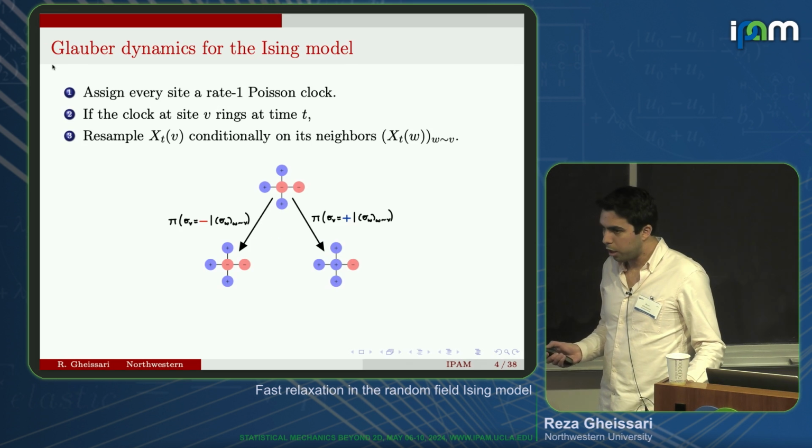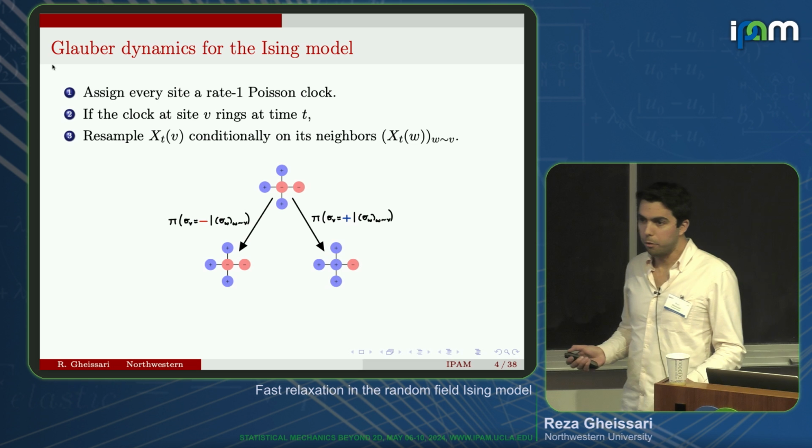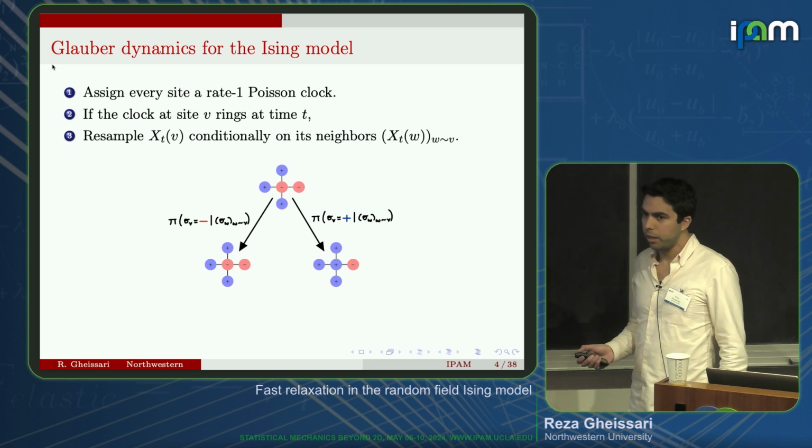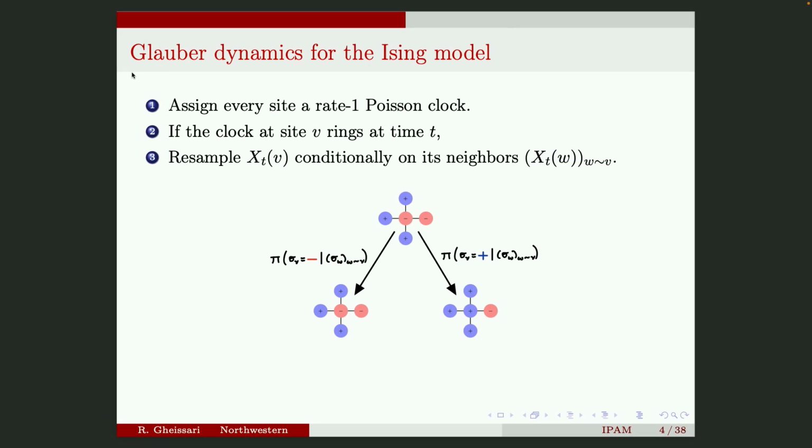So Glauber dynamics, the Markov chain that we're thinking about, is a single site update local Markov chain, which, I'm going to work in continuous time, so I don't have to drag around n to the d everywhere, is I assign a rate 1 Poisson clock to every vertex in my graph. And when the clock rings at a vertex v, then I update the spin, plus or minus, at the site v, according to the conditional distribution given the remainder of the configuration.